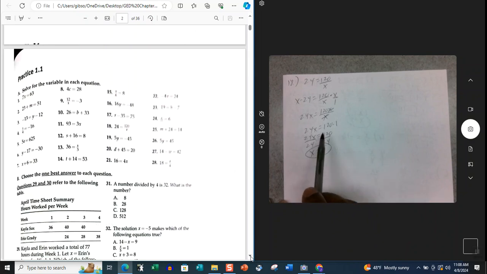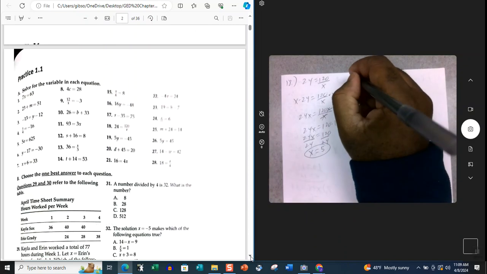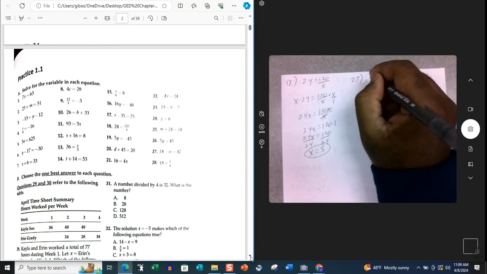Now, I did skip a step here, because usually I would do 24 divided by 24 is 1 times x, but now you already saw that we would have 1 times x in our head, so you can skip that step. So the next problem is 27.